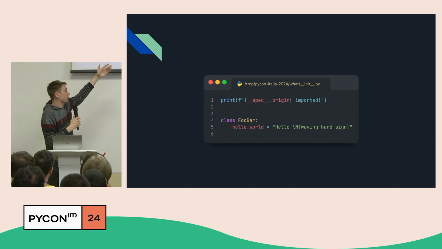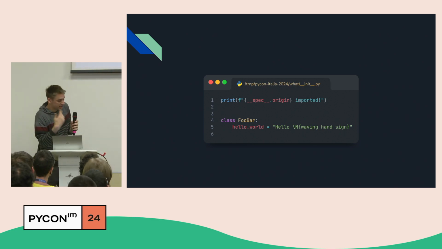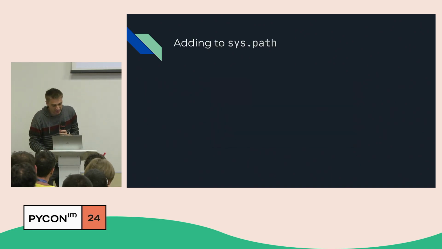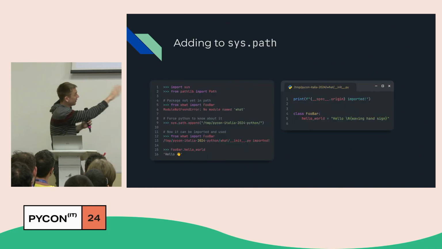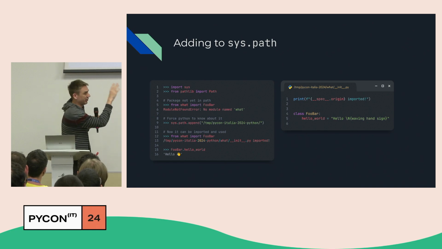Then it's also got a class with some attribute on it. So really just two things. It prints at import time, and then it's got some attributes. And I'm going to keep this example around for a couple slides, and then it's going to disappear because I'm going to run out of room.